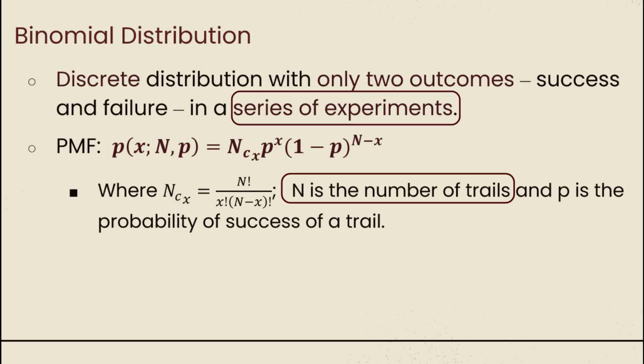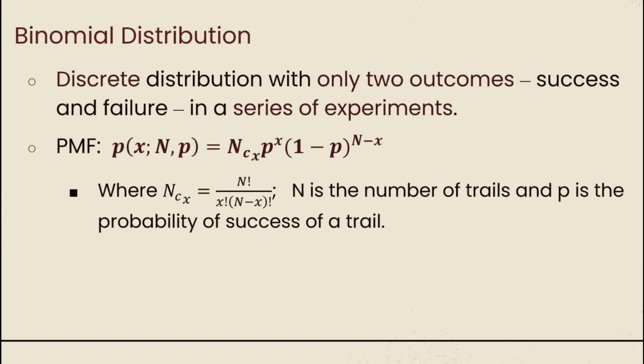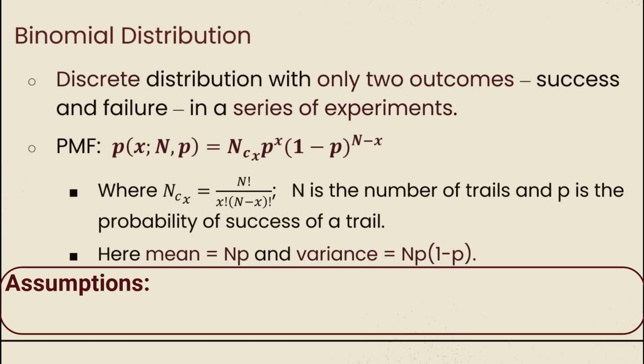As I mentioned before, n is the number of trials and p is the probability of success for every trial. Since p is the probability of success, automatically 1 minus p becomes the probability of failure. By considering this, we can say there are three assumptions we have with binomial distribution.